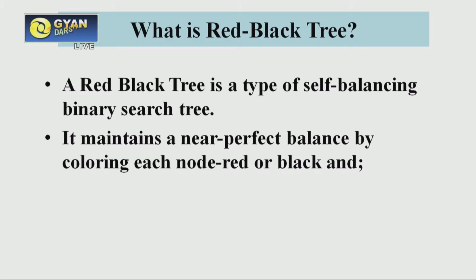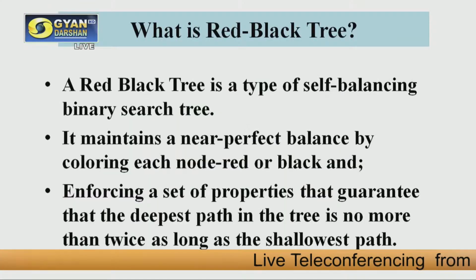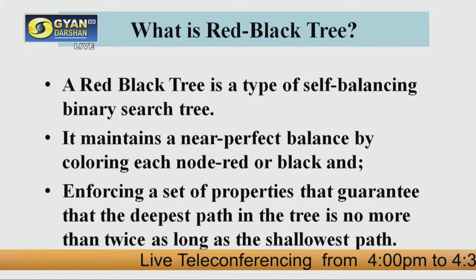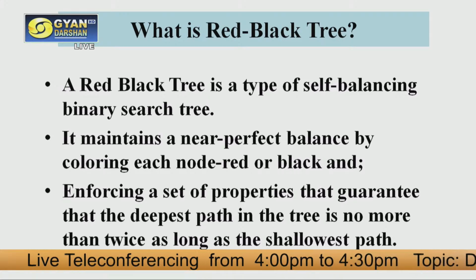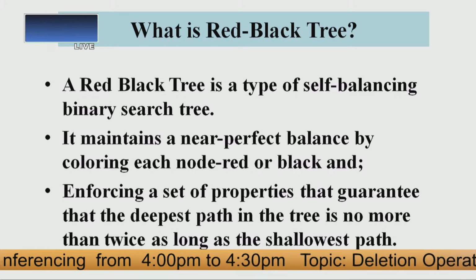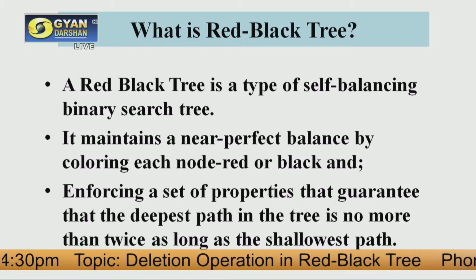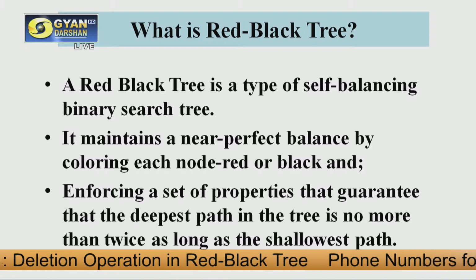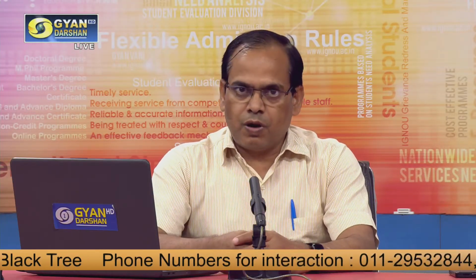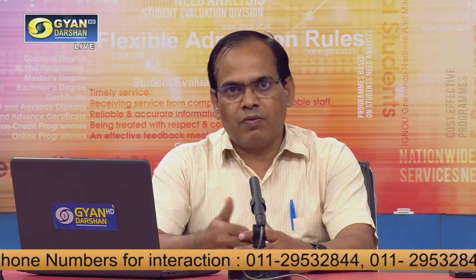In the red-black tree, as the name suggests, each node is either red or black. Apart from that, it is a binary search tree. Another property is that the deepest path in the tree is no more than twice as long as the smallest path. Apart from this, we have many other properties, so let me quickly cover them.